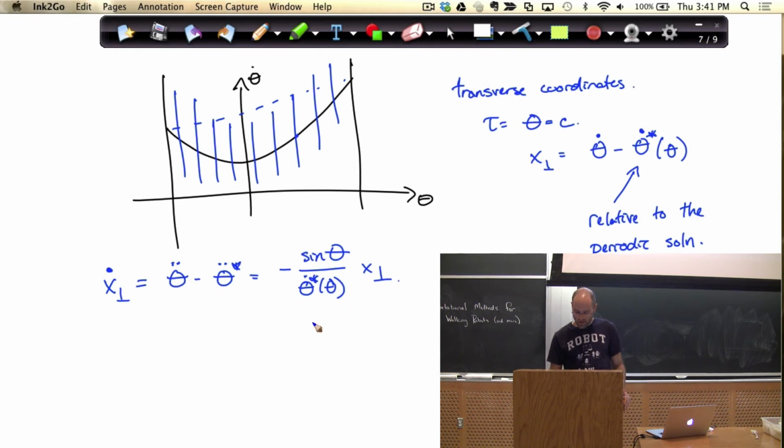So let's think a little bit about what that object means. Is the system stable? We know it's stable, but look at this as a linear system. This is literally a scalar in this case. It's two-dimensional, n is 2, so n minus 1 is 1. My transverse coordinates are one-dimensional. This is x dot is minus a scalar times x. So the sign of that scalar is going to matter if I want to ask myself if it's stable. So what's the sign of this going to look like?